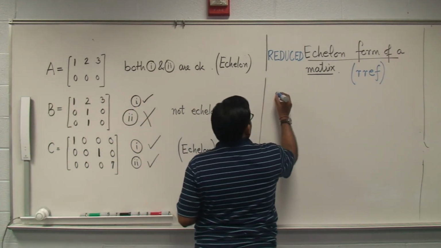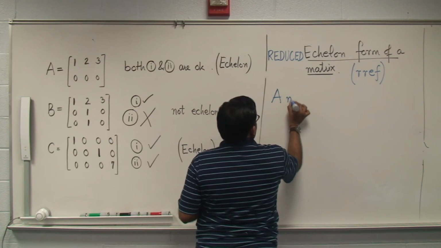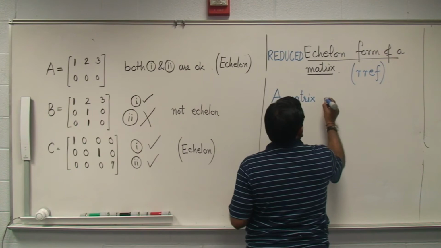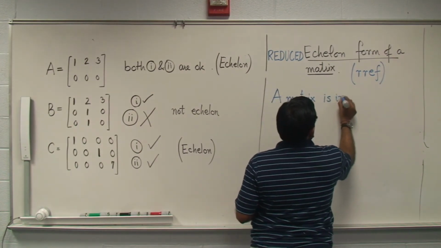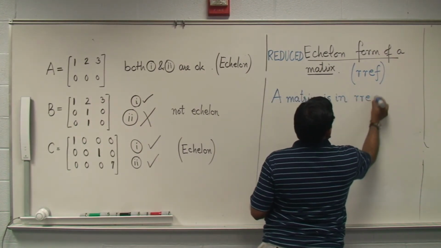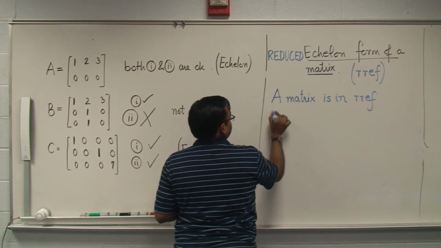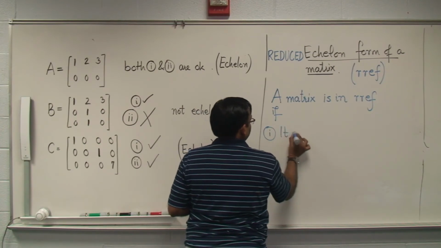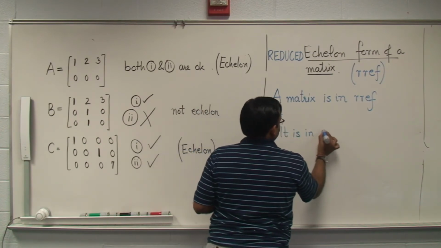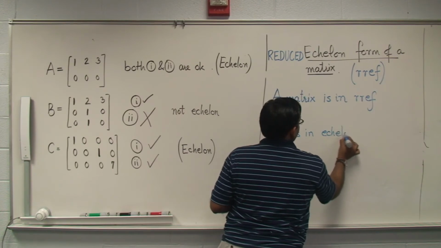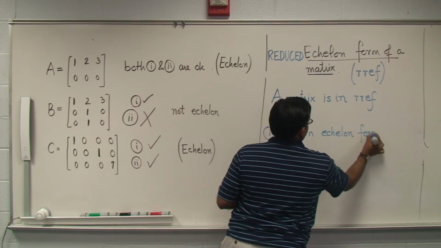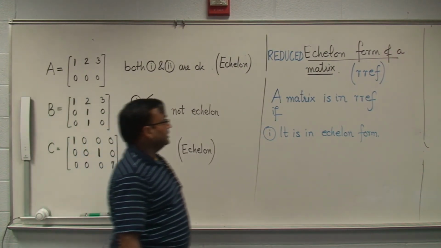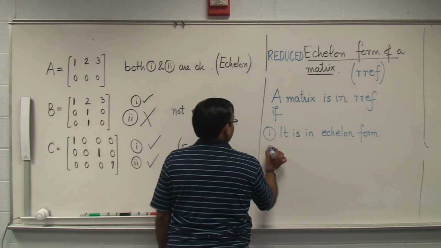Let's try. So the definition is fairly straightforward, similar to what we saw earlier. A matrix is in row reduced echelon form if, well, as the name suggests, it must be in the echelon form. So of course that part is taken care of. The EF part, it is in echelon form. What do I mean by row reduced?